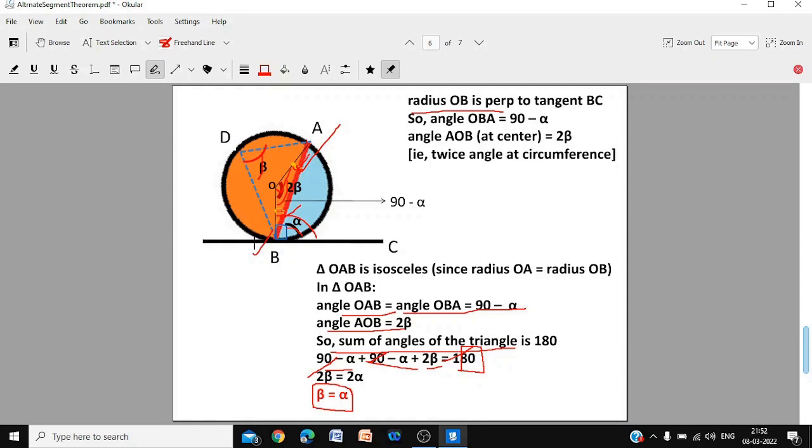But then, as I told you, rather than the proof, it's important to identify the angle in the alternate segment. And whenever in any question you have got a tangent and a chord making an angle, always use the concept that the angle in the alternate segment is equal to the angle between the tangent and the chord.